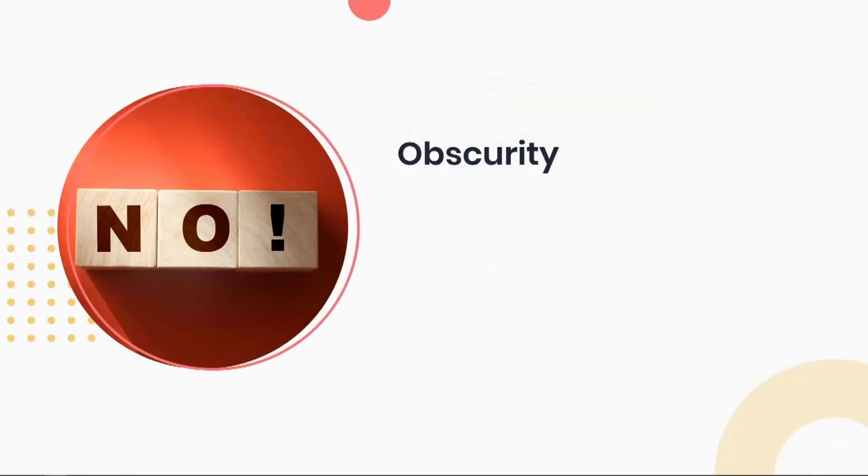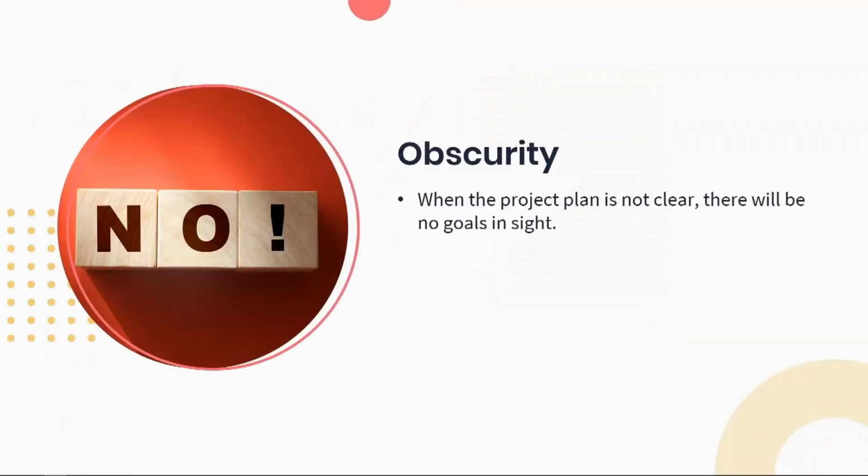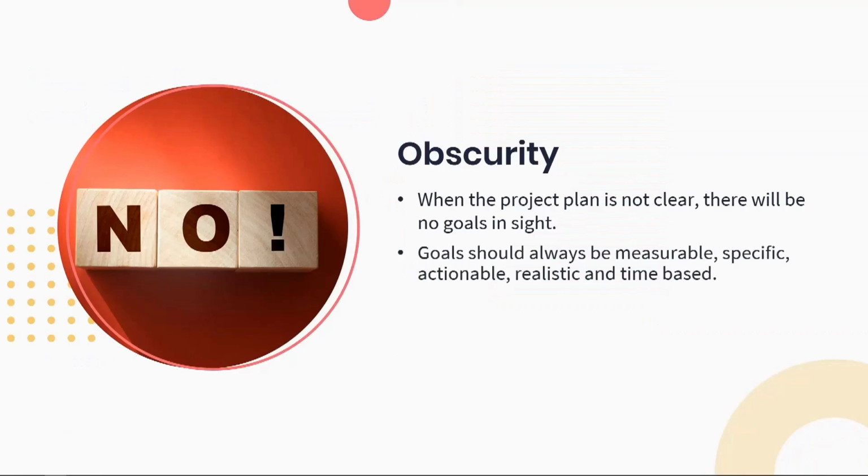When the project plan is not clear, we can't really be sure what we're hoping to achieve, and it is pretty clear that there will be no goals in sight. Goals should always be measurable, specific, actionable, realistic, and time-based. Communication is of paramount importance in making sure that project goals are as clear as possible.